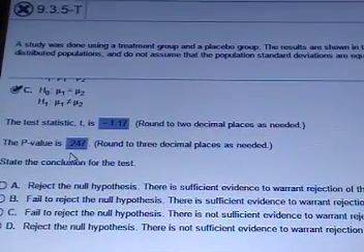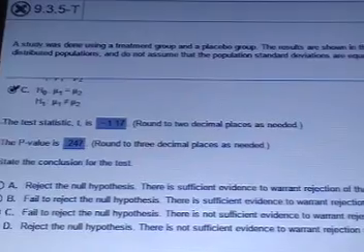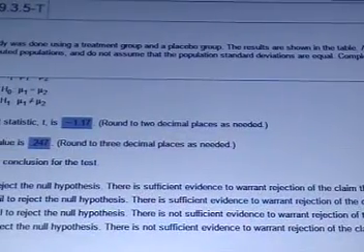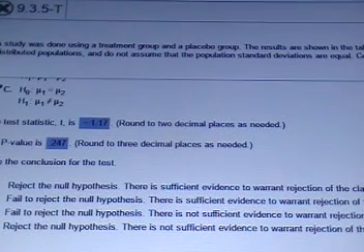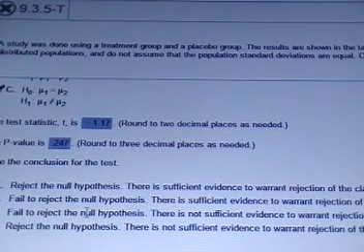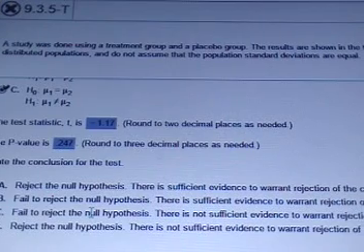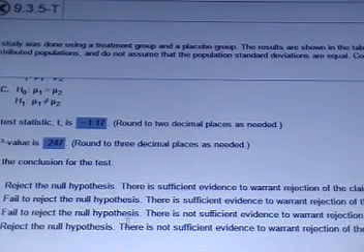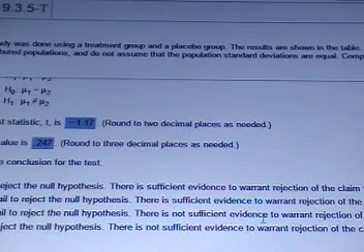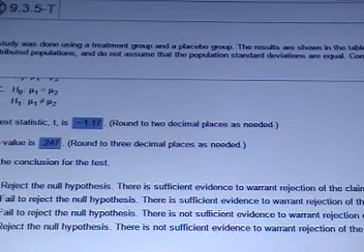Since that p-value 0.247 is greater than the level of significance given in the problem, which is 0.10, 24% is bigger than 10%, that's when we fail to reject the null hypothesis. Since the claim is that they're equal, the claim is in the null hypothesis. So now we're trying to reject the claim. We fail to reject the null. There is not sufficient evidence to warrant rejection of the claim. This is C.